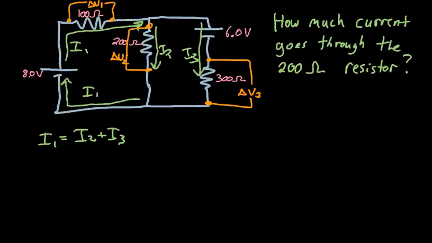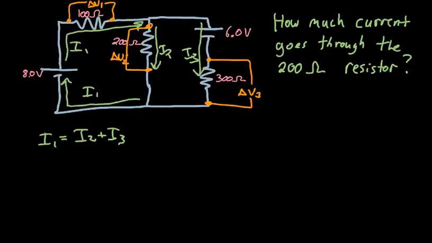All right, so now into our loop rule stuff. The loop rule says that for any path that we go around this circuit, our total change in potential has to be 0, or our total voltage drop or our potential difference has to be 0 for any complete loop.